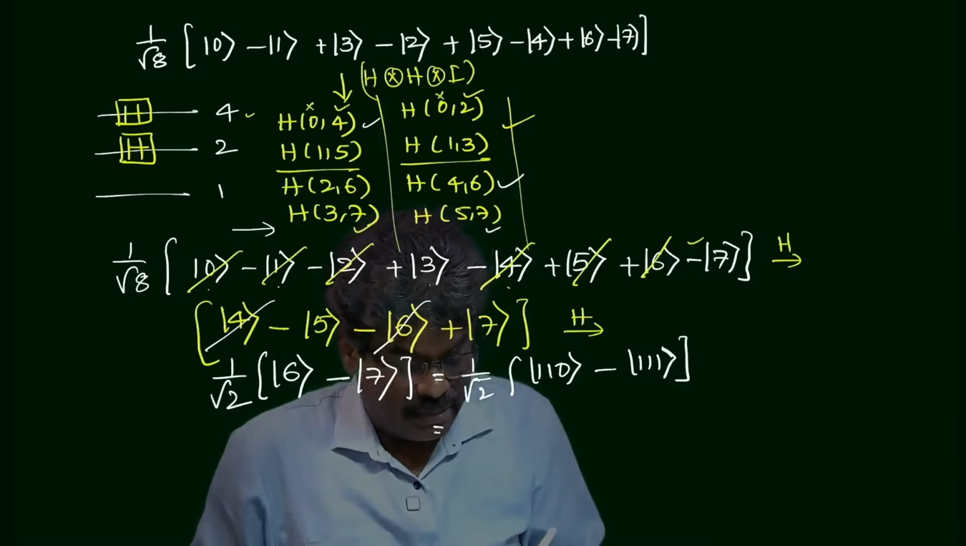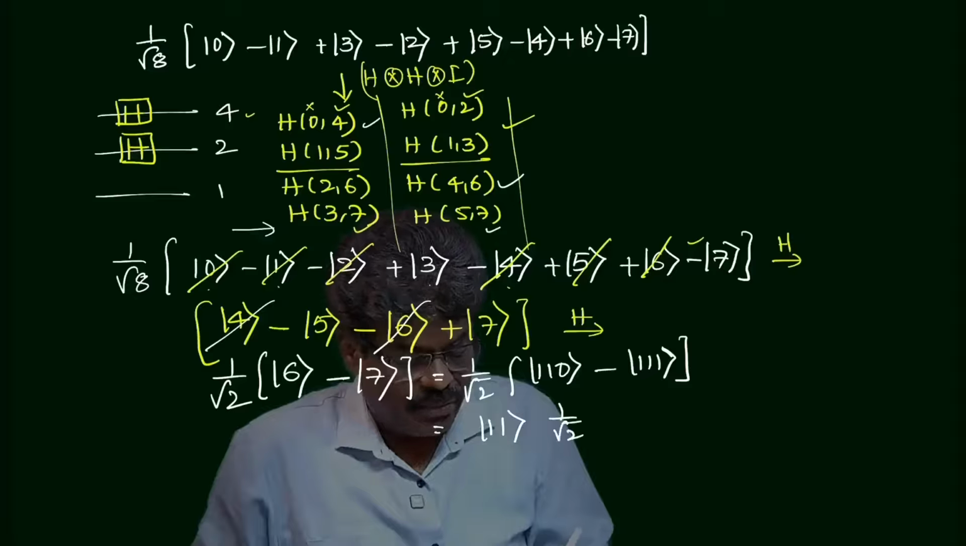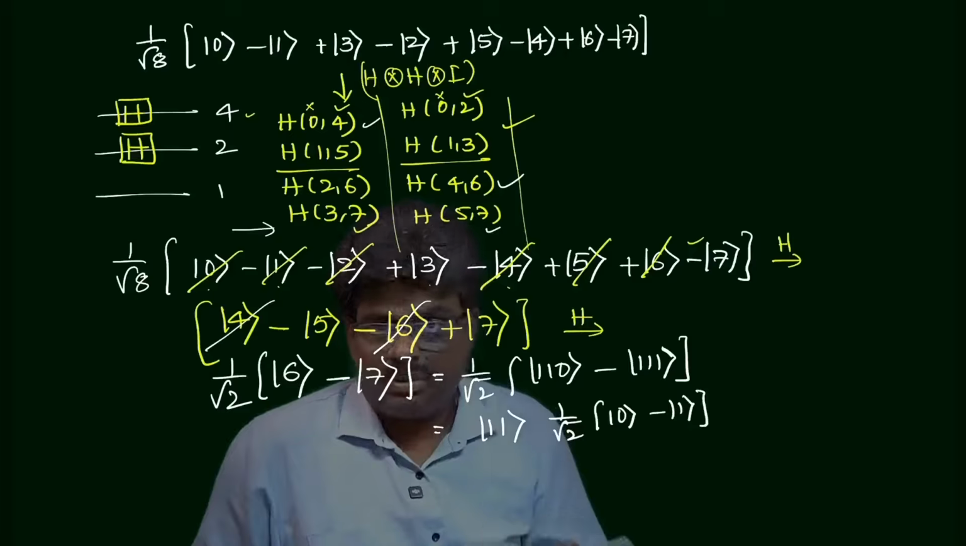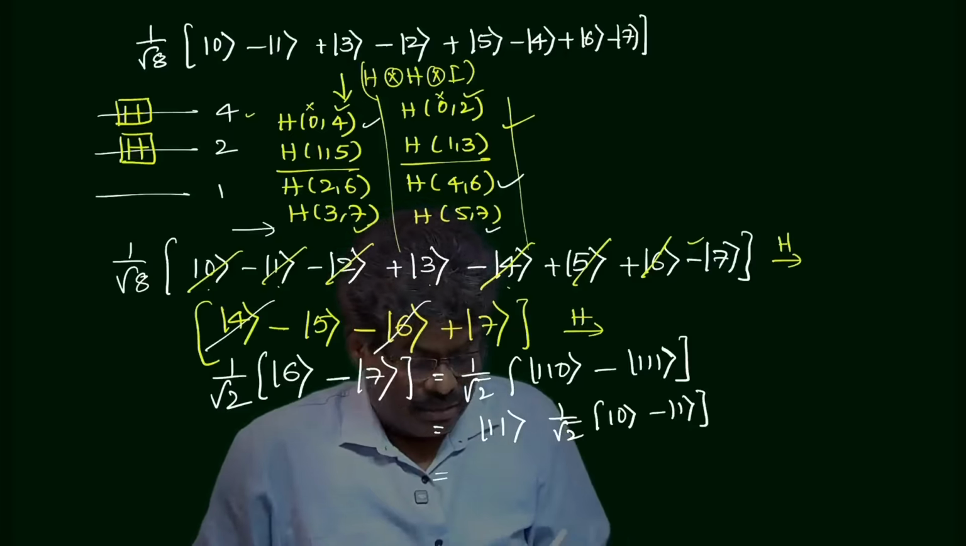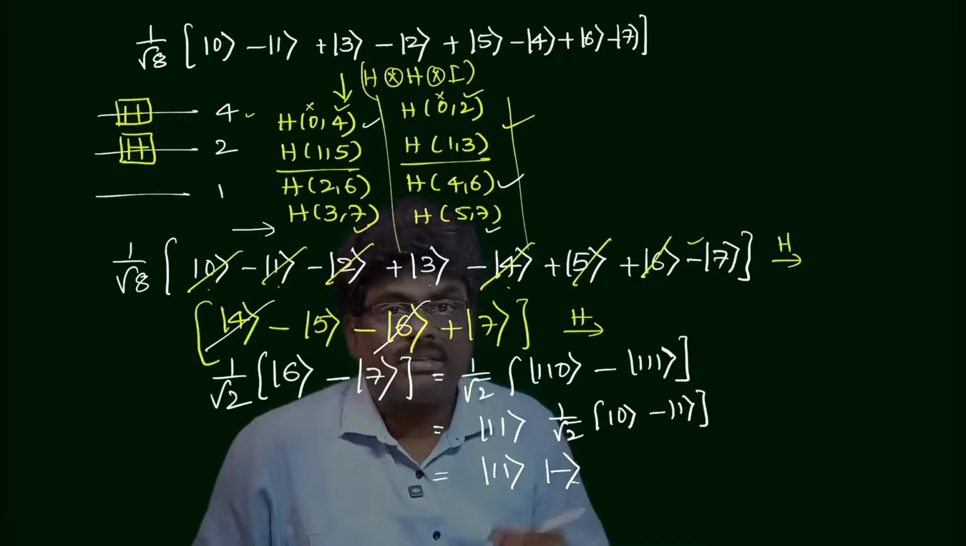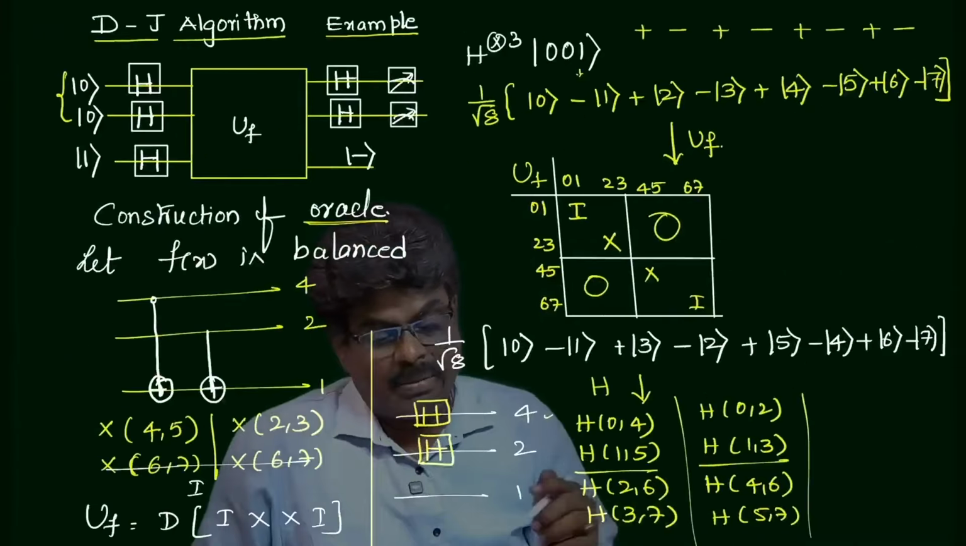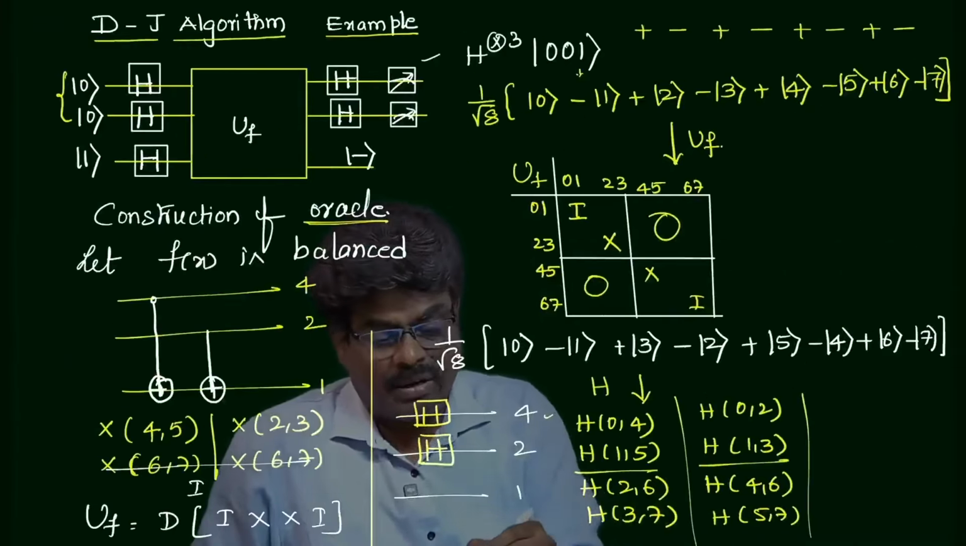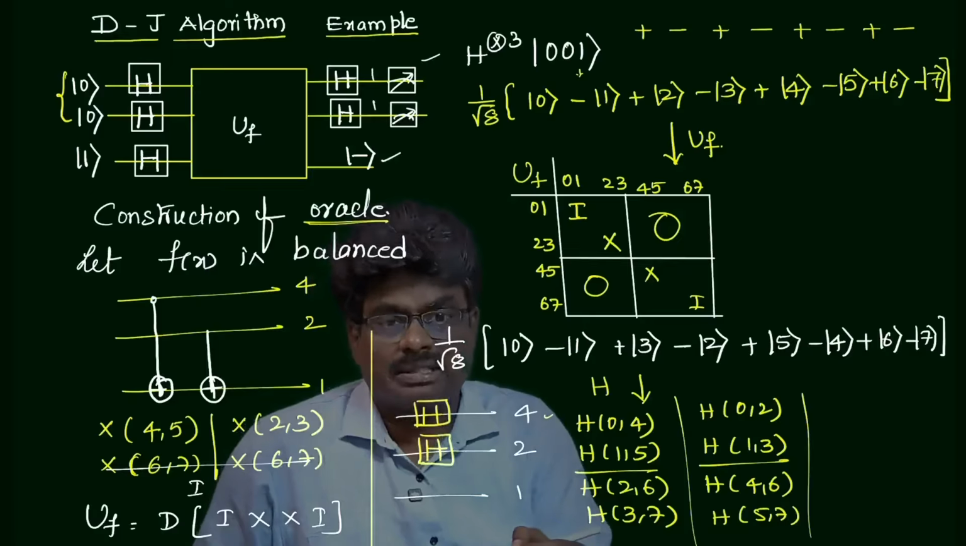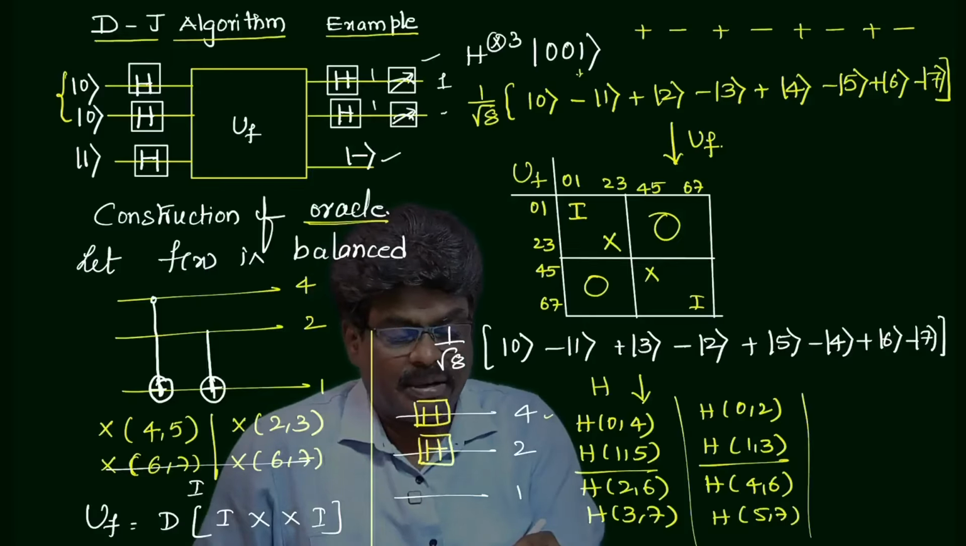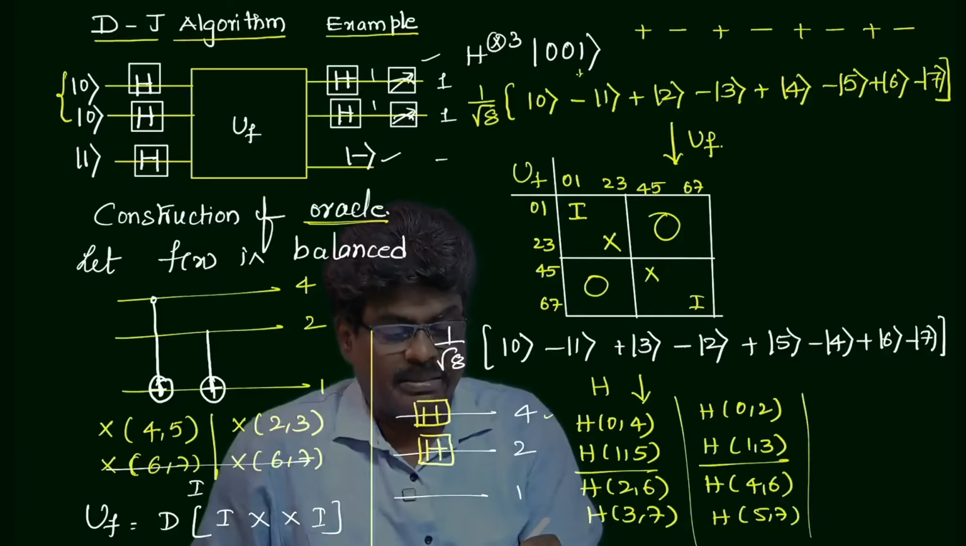Now I can take common. The first 2 qubits are common. Then after that 1 over root 2, 0 minus 1. This 0 minus 1 is nothing but the diagonal basis minus. Now once you make a measurement here, the 1 1 stays as it is, and the minus stays as it is. Once you make a measurement here, you will get 1 1 minus.